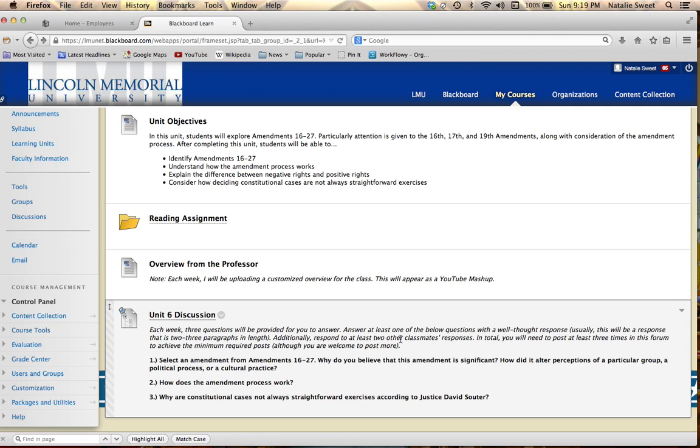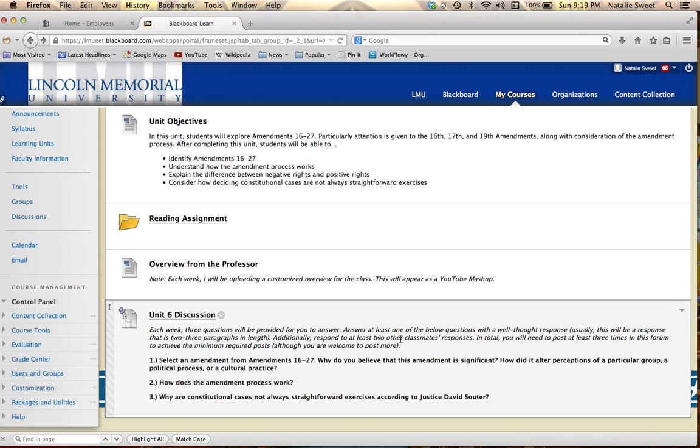So our first question is this. Select an amendment from Amendments 16 through 27. And then what I want you to do is to answer why you believe that the amendment you chose is significant. And I also want you to talk about how it altered perceptions of a particular group, a political process, or a cultural practice. Question 2 asks you to consider how the amendment process works. When you're answering this question, you may throw in your own thoughts about how good of a process this is, or if you have any questions about it, please feel free to post those in the forum.